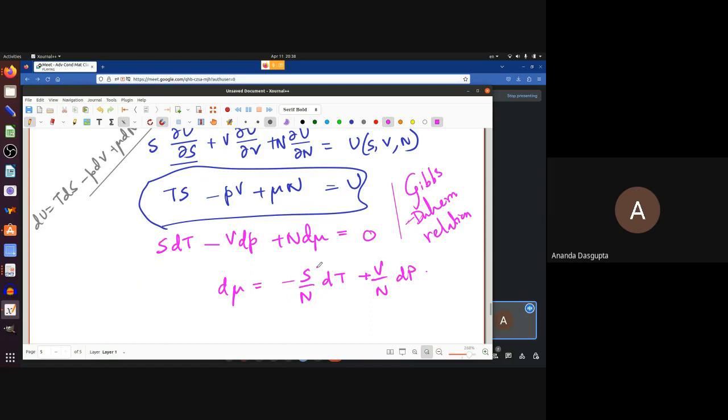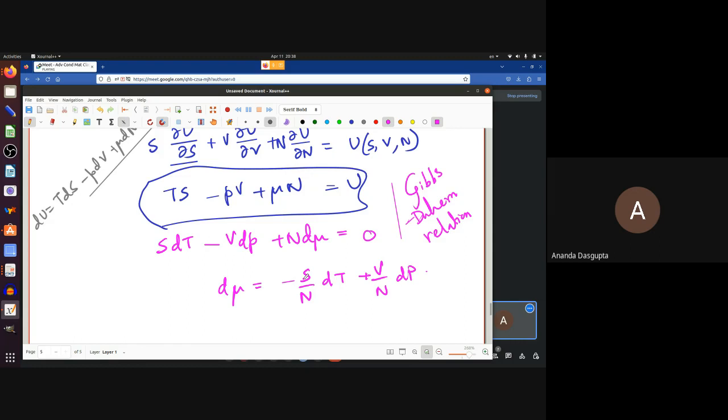This change will depend on the entropy per number of molecules, and this will depend on the volume per number of molecules. So a more dense system, which has more particles per volume, that is, a smaller value of V by N, will have a smaller change in mu when you change its pressure. A system with a higher specific entropy will have larger changes in mu when temperature changes. These are things we are going to need in the next class. So this is, of course, old stuff, basic thermodynamics. But we actually need this basic thermodynamics to talk about superfluid flow, Landau's version.